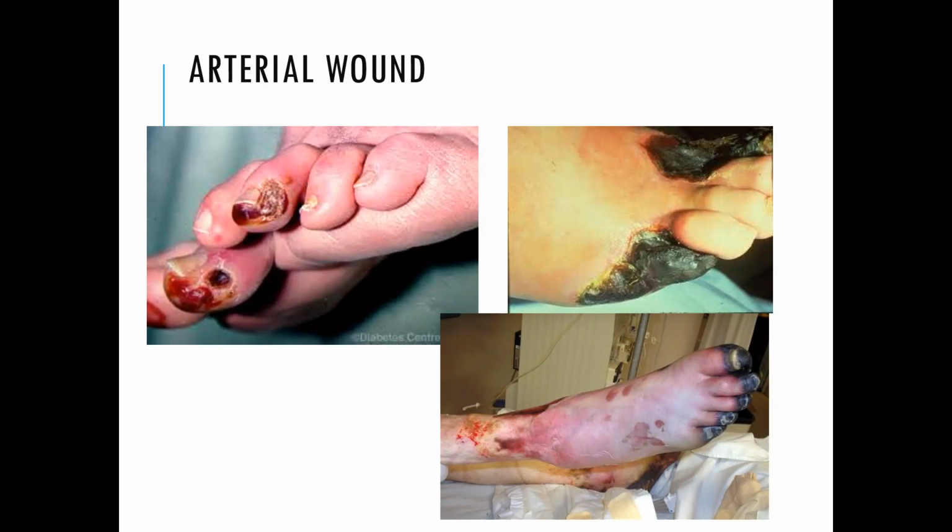The surrounding leg or foot is going to be pale or cyanotic. There's going to be decreased or absent pulse. It's going to be cold. There's going to be decreased or absent hair growth at or below the wound. The common locations are the toes, tips of the toes, in between the toes.